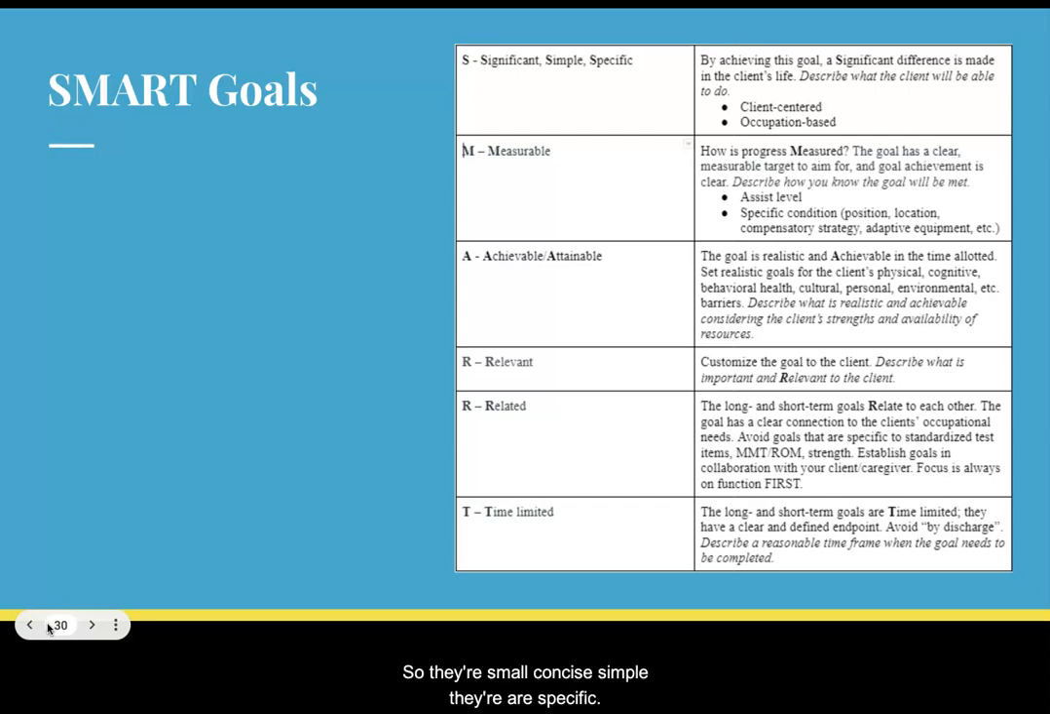So they're small, concise, simple. They are specific. They are achievable. They need to be relevant and customized to the client. You might have a similar goal that you work on with all of your traumatic brain injury clients in terms of cognition, but you have tailored it to meet the needs of the client specifically. It's not the same goal that you use with each client.